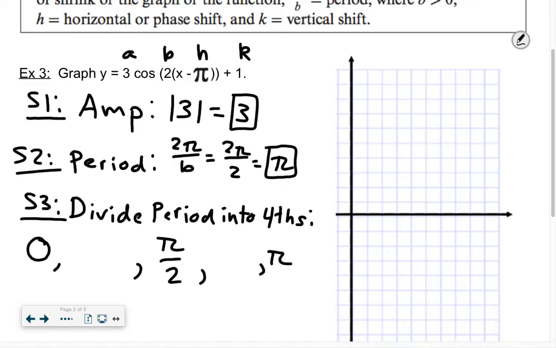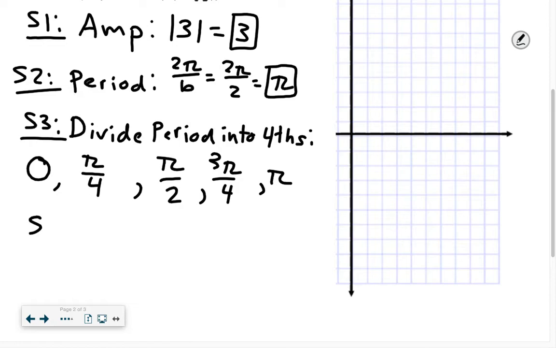What's halfway between 0 and a half? 1/4. So pi over 4, 1/4 pi. And what's halfway between a half and 1? 3/4 pi. Just kind of ignore the pi's. Just establish what your coefficients are. And then if you just think in numbers, it's a lot easier. There's step 3.